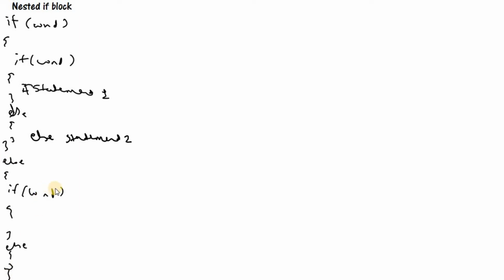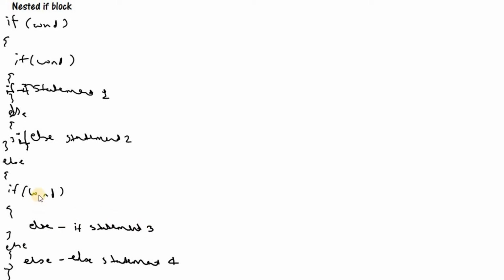For example, if the complete outer condition has failed, then control comes directly to this else part. It will check the if condition there. So directly control extends means what? Else if statement 3 executes. If that condition has failed, the outer else block, that is else statement 4, is executed. This is how the statements execute among all the blocks.